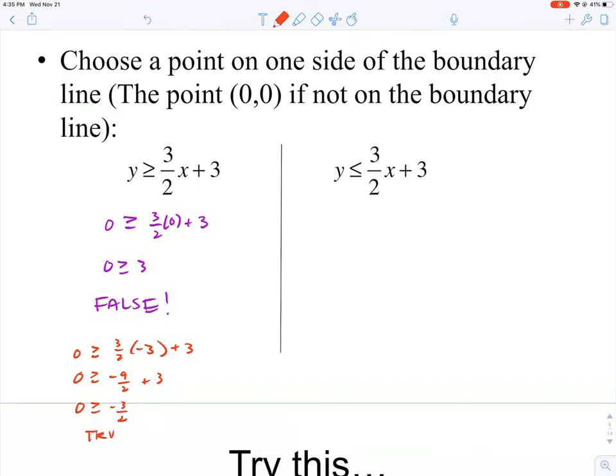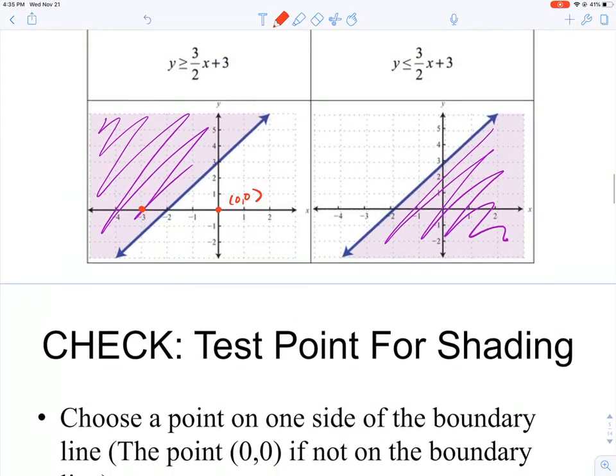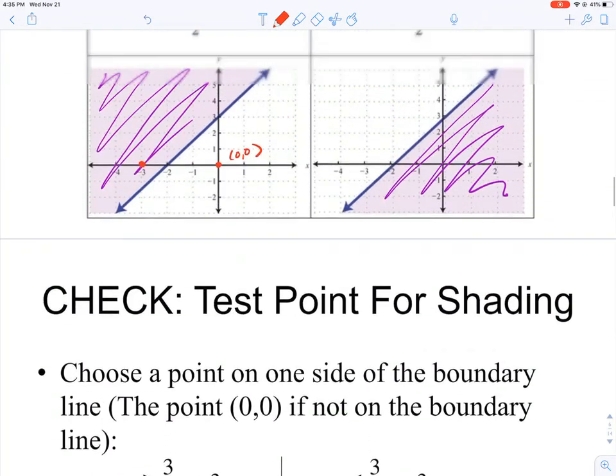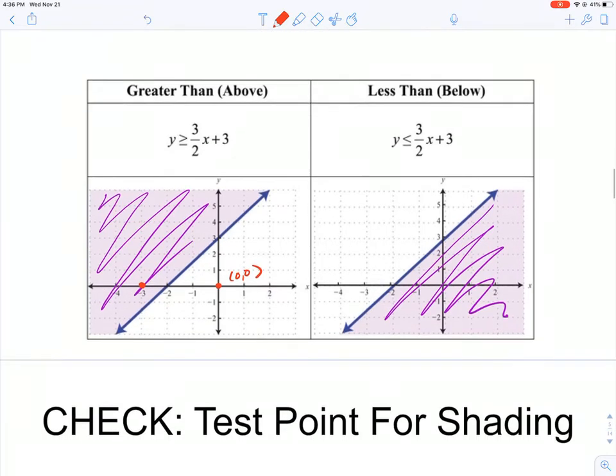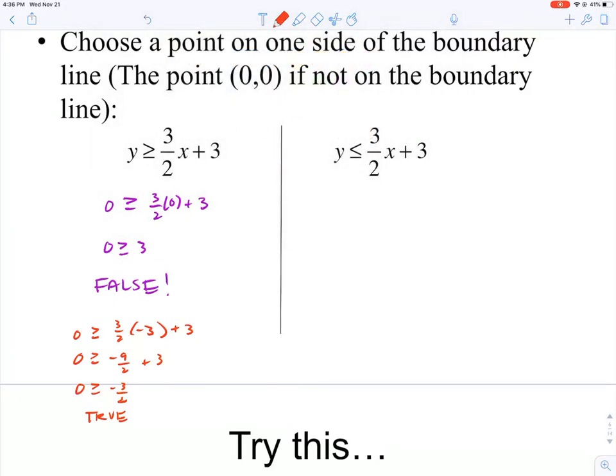Okay, that is a true statement, and therefore we know that we did shade on the correct side. So you shade first. Well, y is greater than, so that tells me I need to shade above the boundary line, and then you can just double check by doing a test point. If we substitute 0, 0 in, and 0, 0 is usually the easiest, if possible, to substitute in, we get 0 is less than or equal to 3.